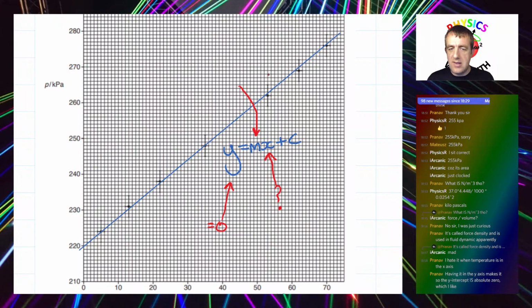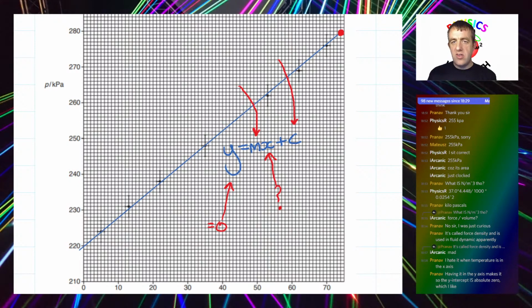Yes, and what the y-intercept is. Having it in the y-axis makes the y-intercept absolute zero. Okay. I'm sorry, Pranav, but it's not in this case. So you need to know what these two quantities are. So the first thing you do is you compute what m equals. The second thing you do, you can compute what c equals from that value of m. So you take a point on your line somewhere up here, preferably where some grid lines are.